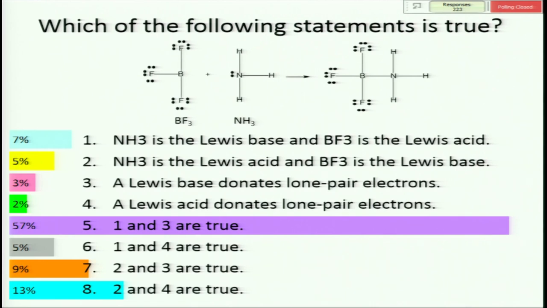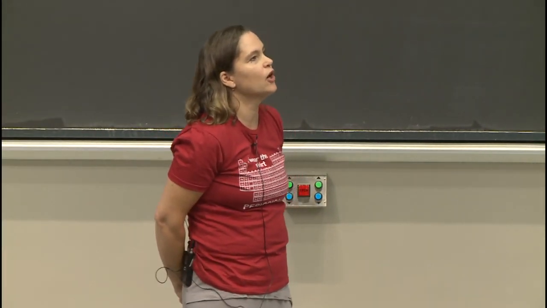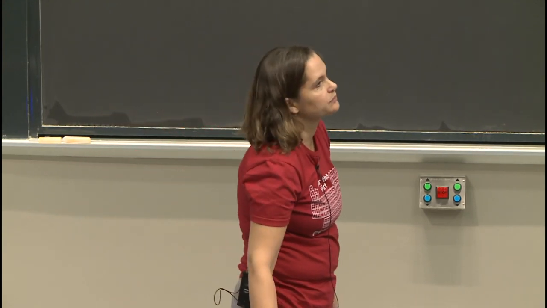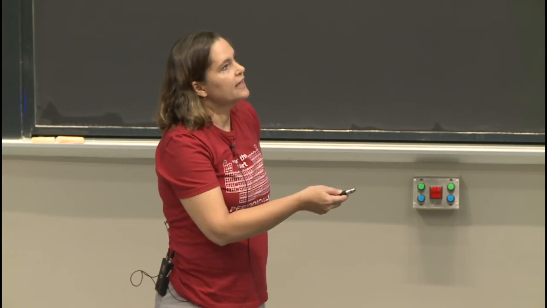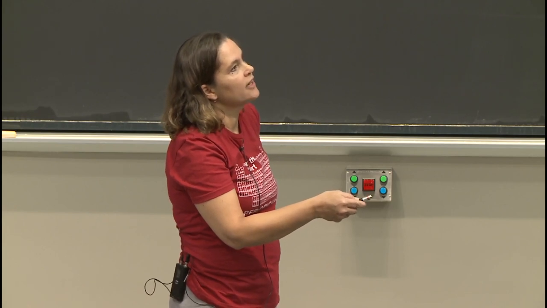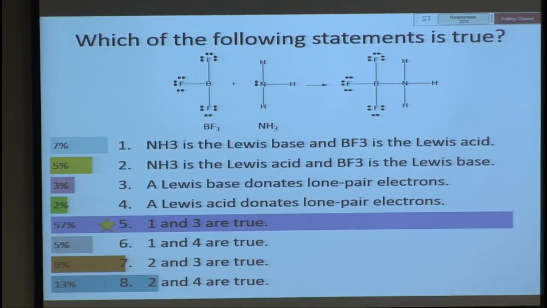Okay, so we have, you can show the answer, 57%, 1 in 3. So this is where we were at the end of last lecture. If you didn't get this written down in your notes, you want to look at these definitions. Here we have NH3 with its lone pair, and it is acting as the Lewis base, and BF3 is acting as the Lewis acid. So a Lewis base donates its lone pair electrons, and the acid accepts them.